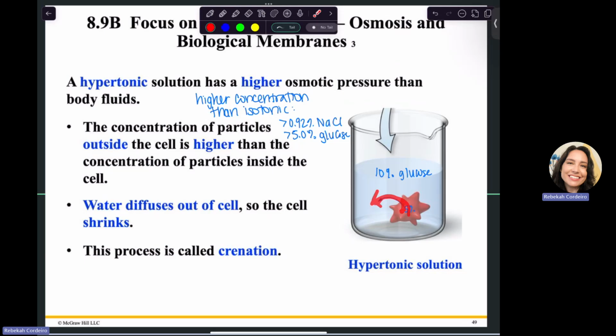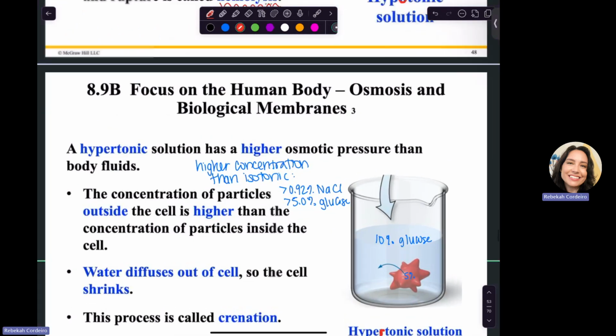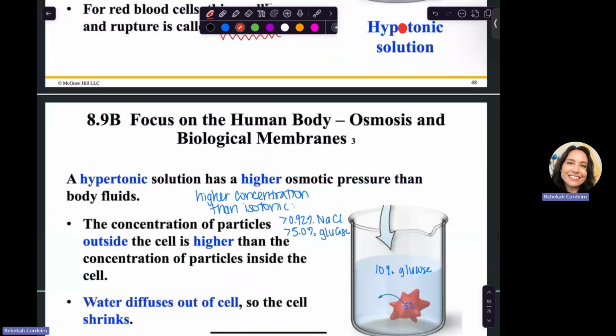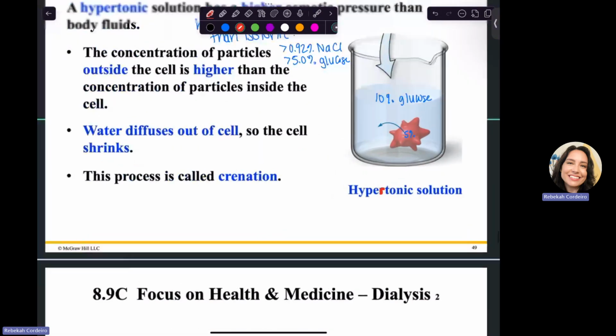When the water leaves the cell, it shrinks. It shrivels up. It gets dry, right? We call this crenation. So a hypertonic solution causes crenation. And I remember what it looks like by looking at the R of hypertonic. Kind of looks like a shriveled up little blood cell. So the O of hypotonic, that's what my blood cell does. It's rounded, it swells up, it gets big, it can lyse, it can be broken apart. The R of hypertonic is my cell shriveling up because it's not going to have any water in it.